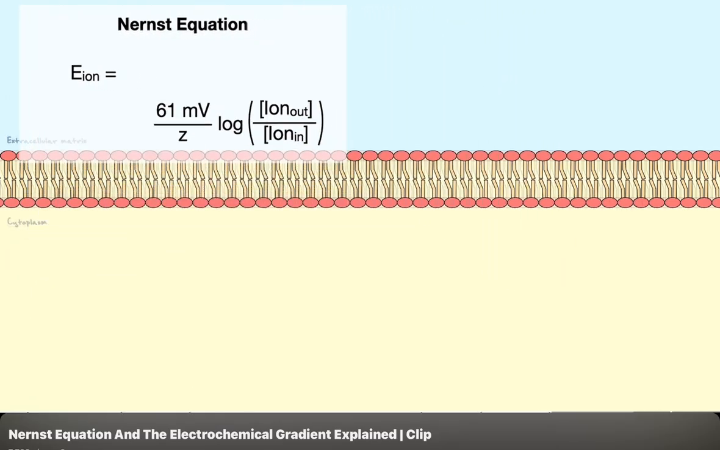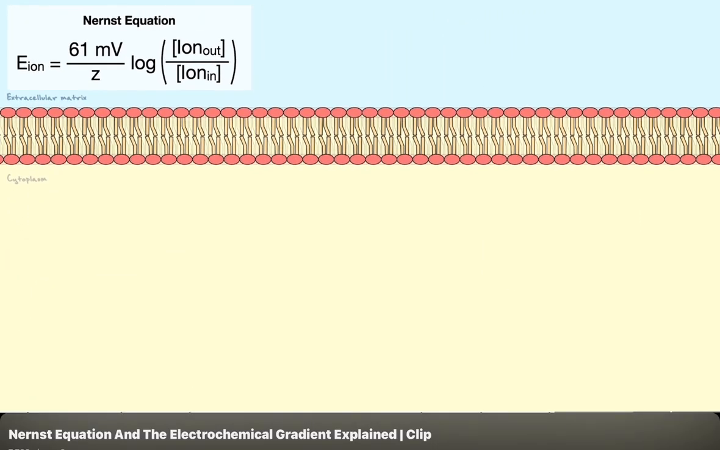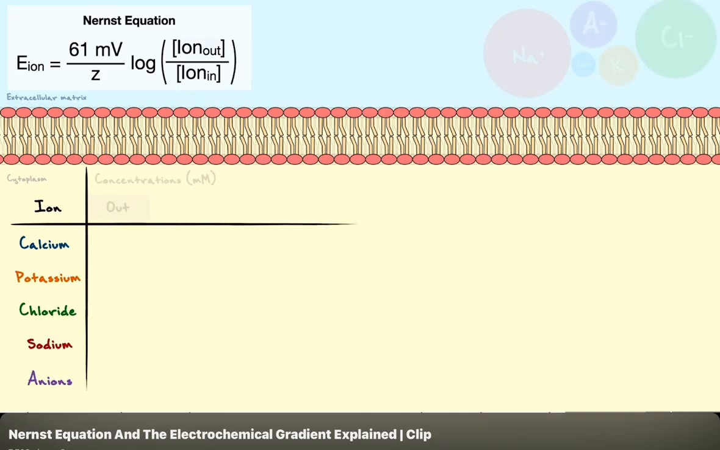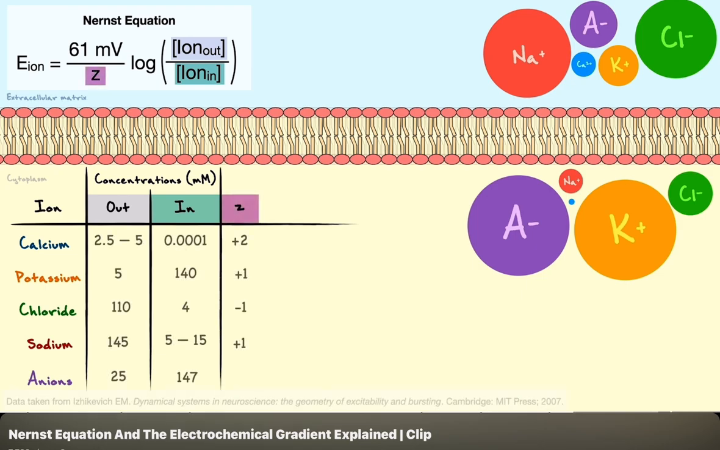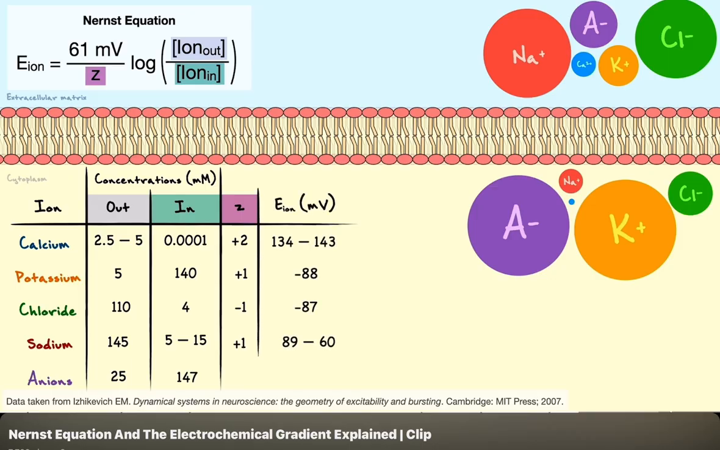In all, this leaves us with this equation, which we can now use to compute the equilibrium potential at 37 degrees Celsius for each ion that contributes to the membrane potential. To do so, we need the concentrations in and out of the cell for each ion and their valence. With data taken from this textbook, we can compute the equilibrium potential for each ion.